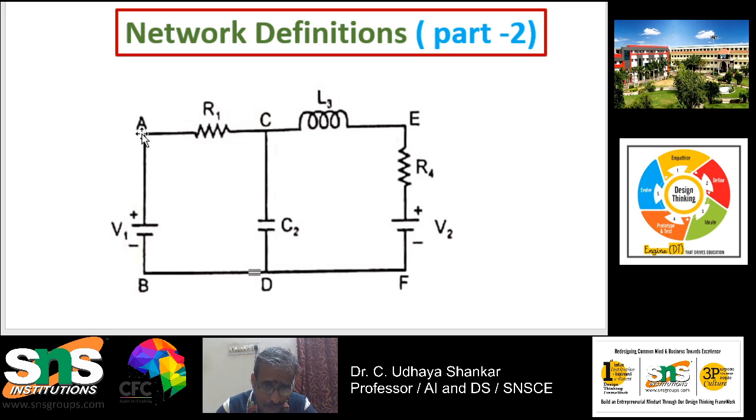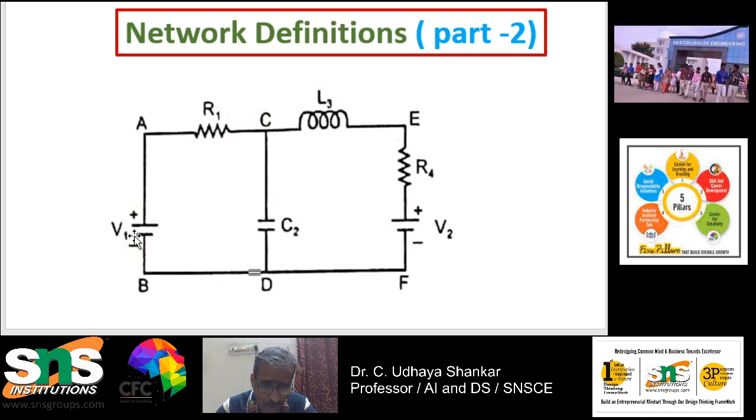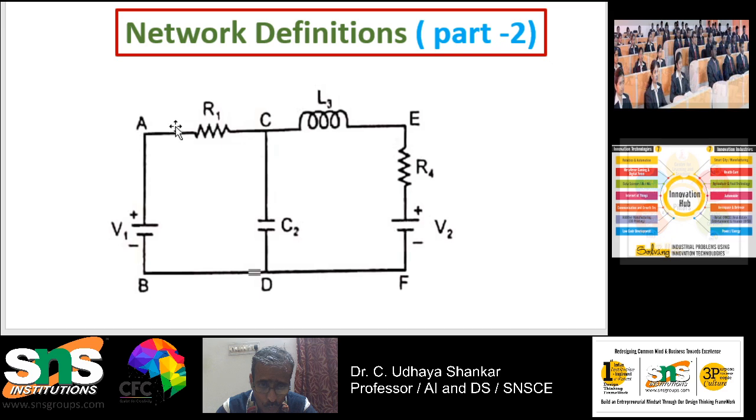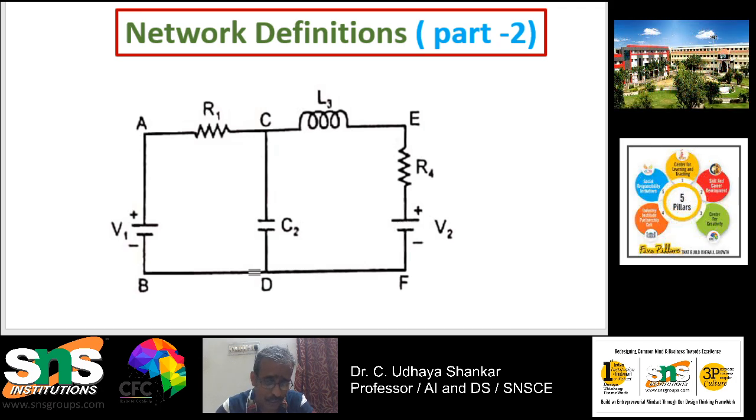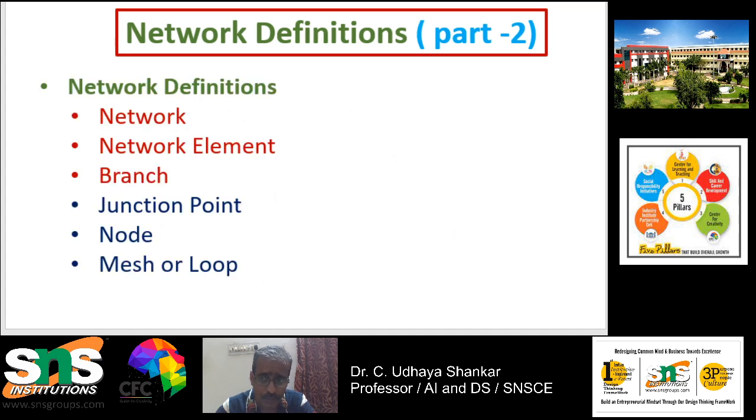You start at this point, go along the path, and come back to the same point. Similarly, A, C, E, F, D, B, A is again a mesh or loop. Similarly, C, E, F, D, C is again a mesh or loop. So starting at one point and ending at the same point is called a mesh or loop. This is a very important thing to understand in the network parameters. Only if you understand these parameters well will you be able to solve the problems and design the circuit elements.